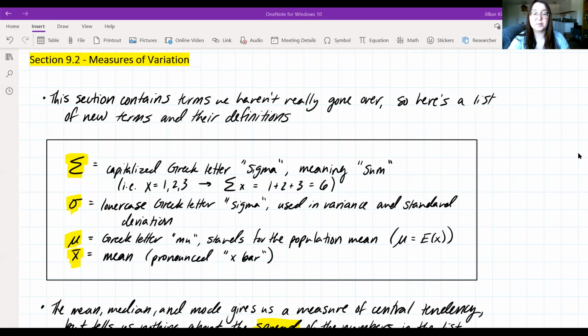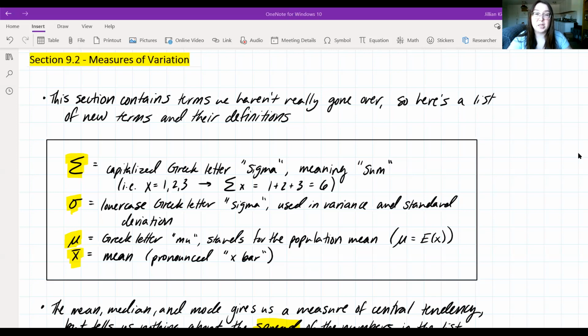All right, then next we have the lowercase Greek letter sigma. This is going to be used in variance and standard deviation when we deal with a population. That's also why when we refer to the sum, we don't call it sigma, since we also use lowercase sigma, and when we refer to lowercase sigma, we call it sigma. So that's the difference there.